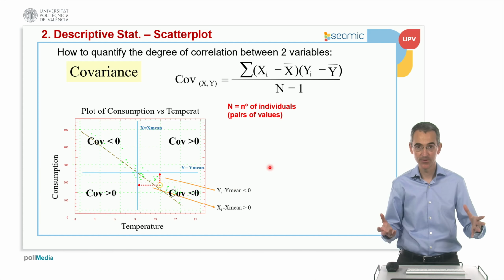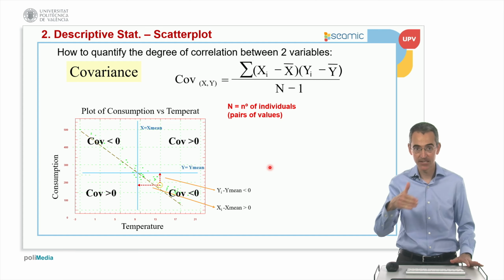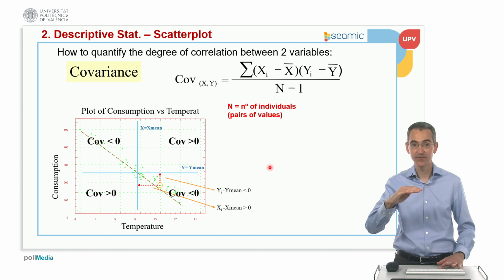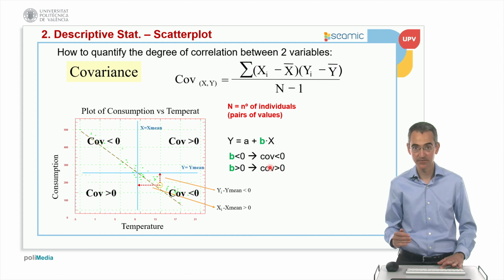So we have the rule that when the correlation is negative, when we see a decreasing trend, then the covariance is negative. But if we have an increasing trend, we say that the correlation is positive, and then the covariance is also positive. Okay, this is the rule. So we can fit a line, and then we focus on the slope of this line. If the slope is negative, the covariance is negative. If the slope is positive, the covariance will also be positive.